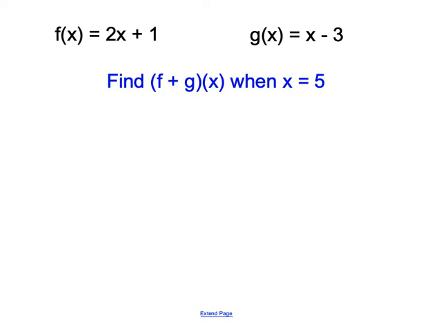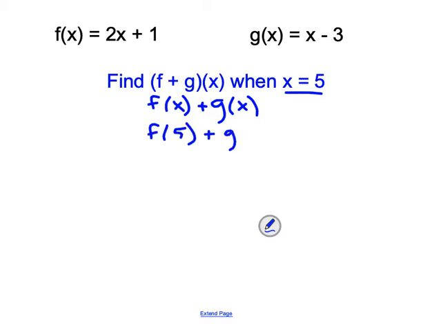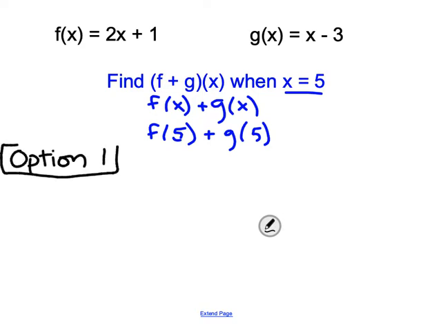Well, okay. I remember that that's f of x plus g of x, and they're telling me that x equals 5. So I could rewrite this as f of 5 plus g of 5 if I wanted to. There are a couple of options on how to do this, and I don't really know what students prefer. Usually every year I get kind of an even split. So in this video I'm going to show you both ways students tend to solve this.